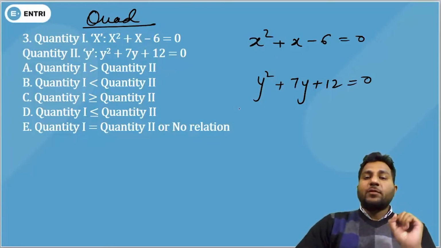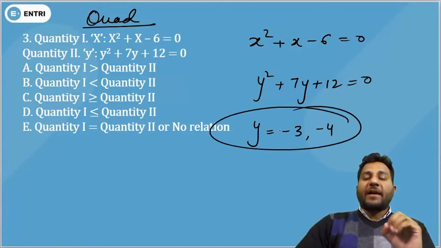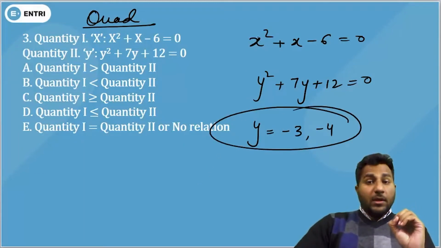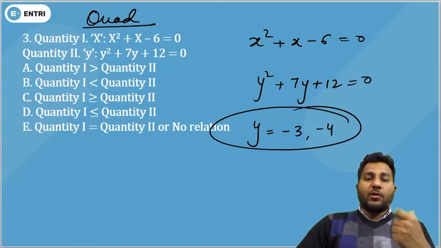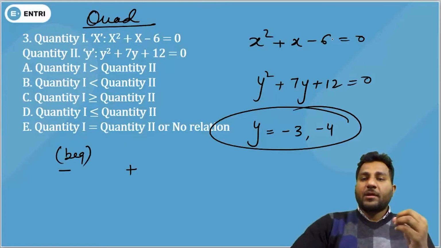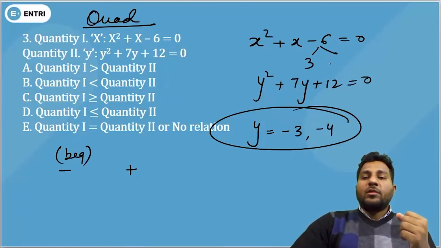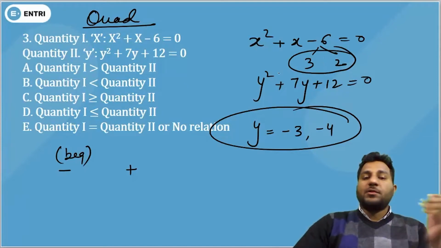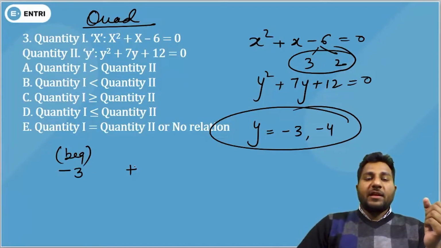Now the second quantity will have factors -3 and -4, while the first quantity is plus minus, that means the roots will be minus and plus. But the minus one will be the bigger number. So the only thing which can match the factor is 3, 2. That means -3 and +2.